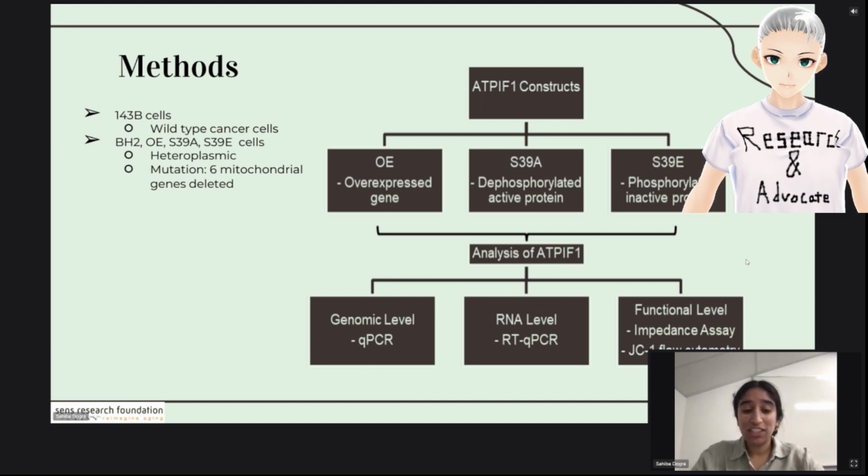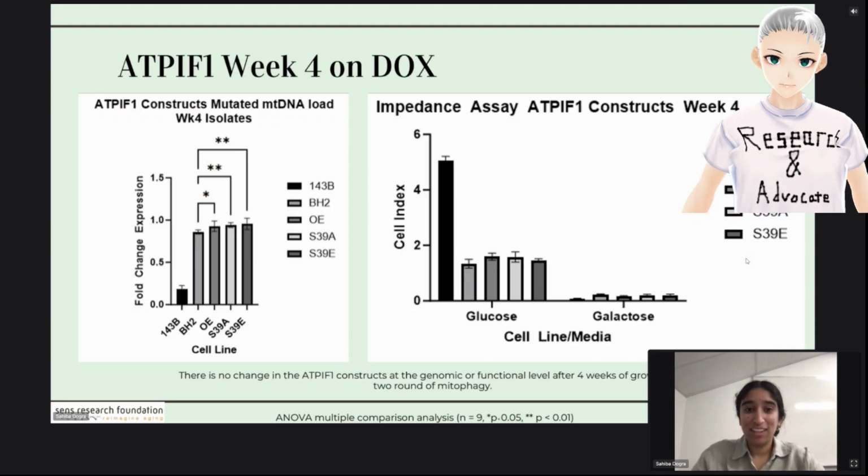So after each successive round of mitophagy, which takes about 2 weeks, we hope to see that the mutated mtDNA load decreases and that our cells show improved oxidative phosphorylation functioning in the OE and S39 cell lines, again, because we've gotten rid of those dysfunctional mitochondria through mitophagy, leaving only the functional ones behind. However, this is not what we saw.